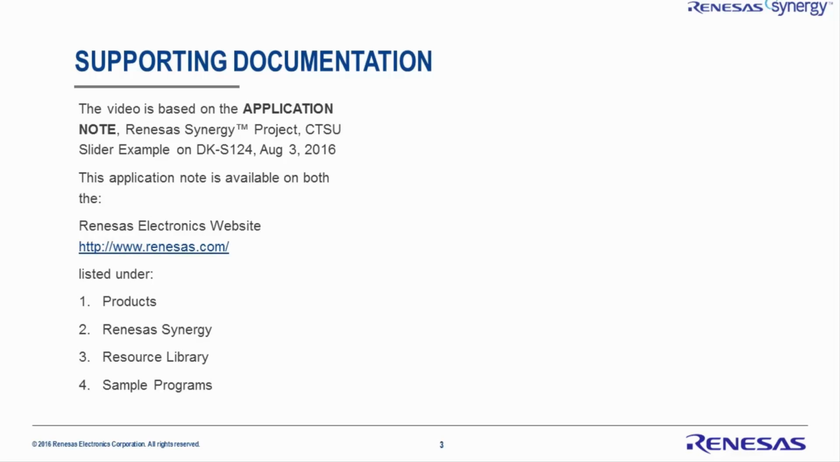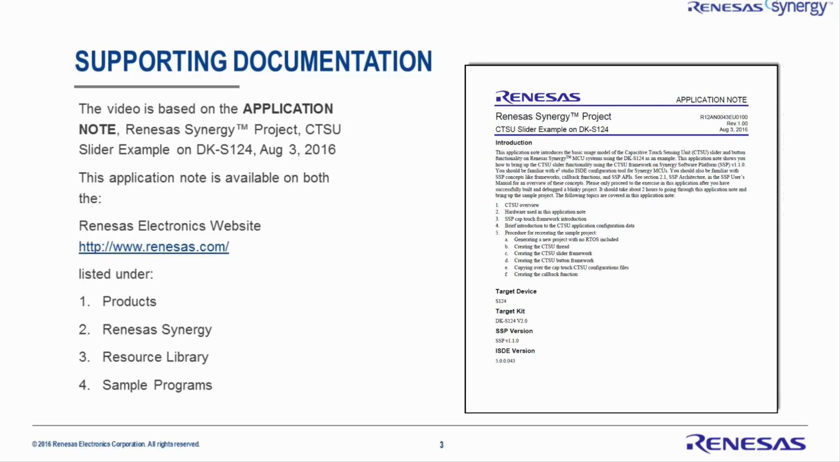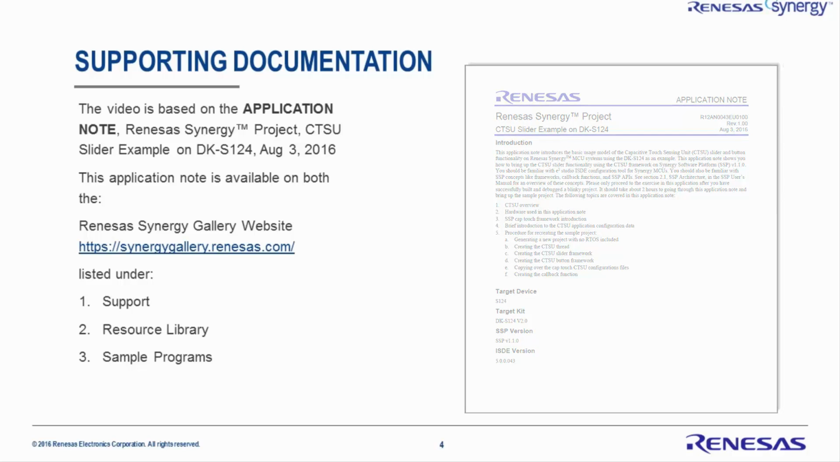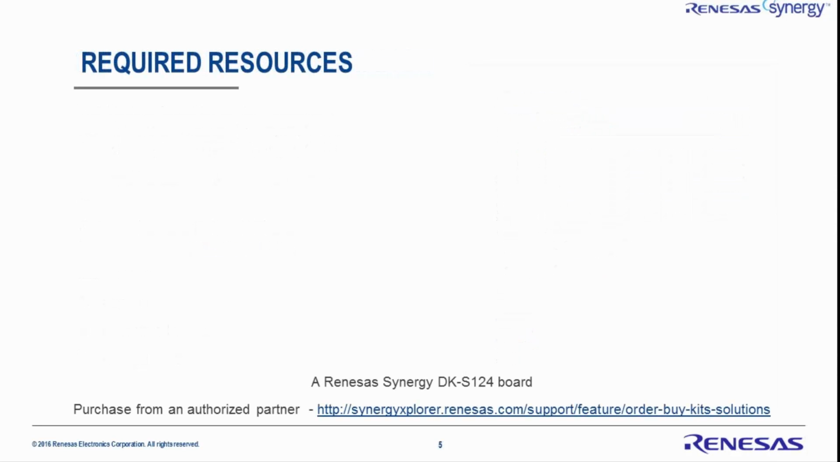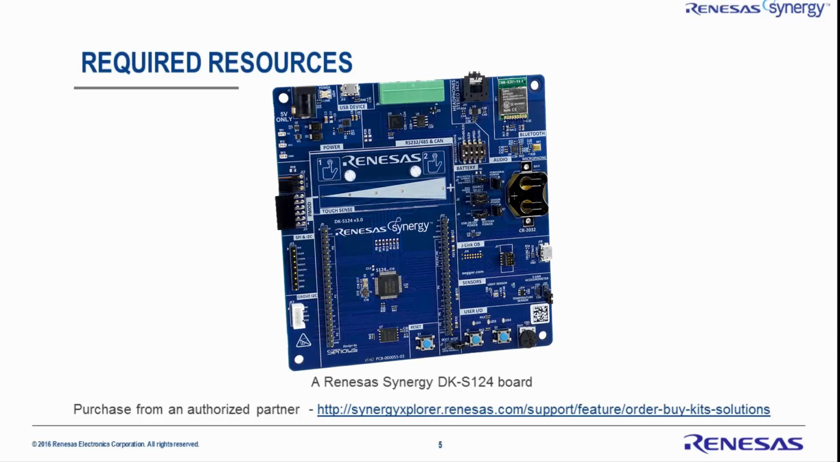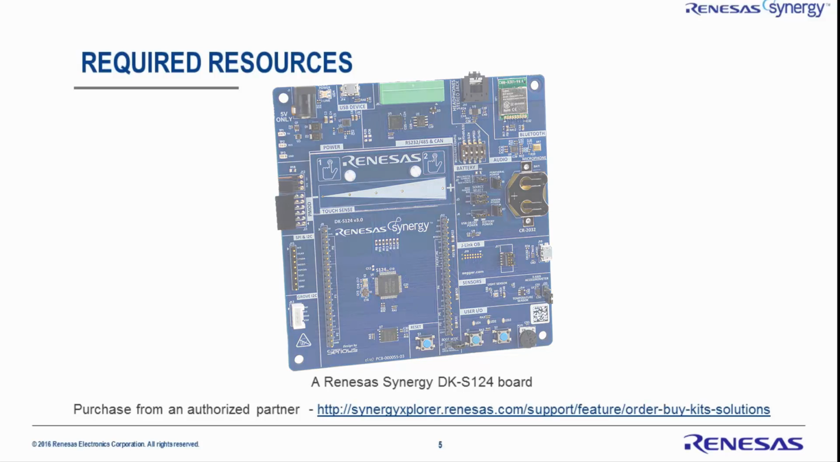This video is based on the application note Renesas Synergy Project CTSU slider example on DK-S124 as of August 3, 2016. This application note is available on both the Renesas website, renesas.com, under Products, Renesas Synergy, Resource Library, Sample Programs. It is also available under the Renesas Synergy Gallery website, listed under Support, Resource Library, Sample Programs. The sample application targets Renesas Synergy S124 devices. To build and run the application, you will need a Renesas Synergy DK-S124 board.